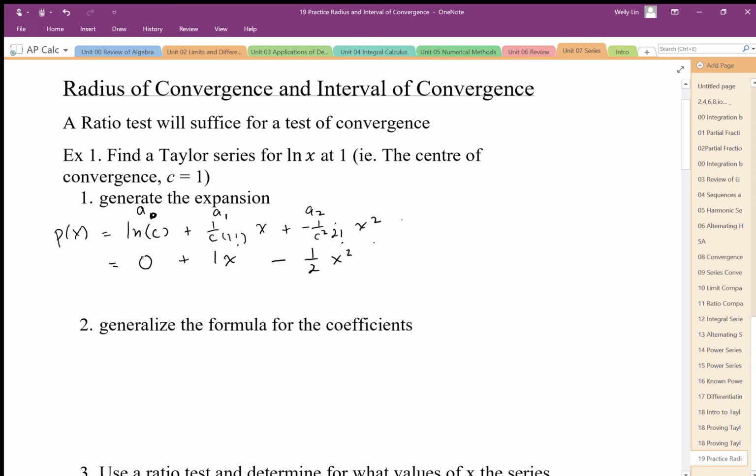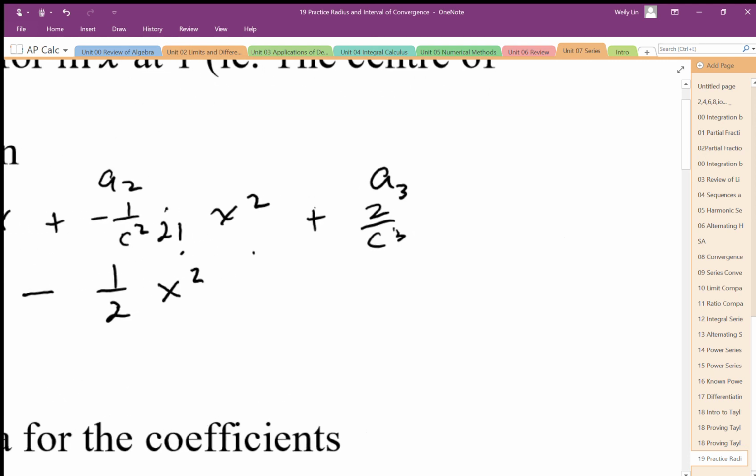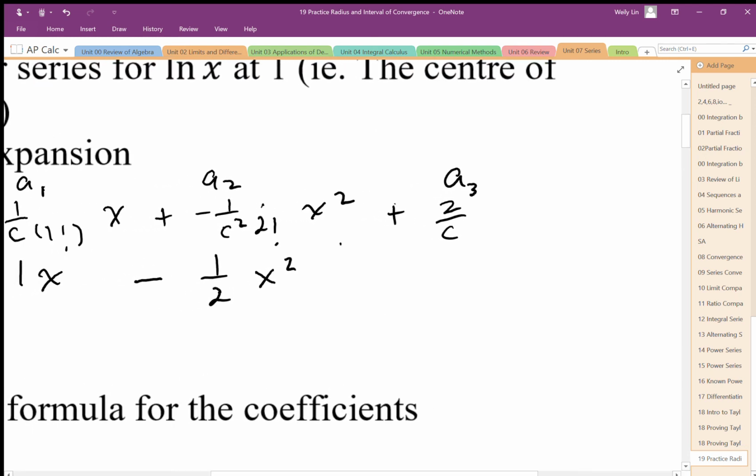Okay. Moving on to the third term, using my Taylor theorem, I'm going to again generate my a3 coefficient by taking the third derivative. So it's going to be positive 2 over c cubed. Okay, I'm just going to zoom in here. That's c cubed over 3 factorial. Okay, so there's my coefficient. And then the power series part's going to be x cubed plus dot, dot, dot.